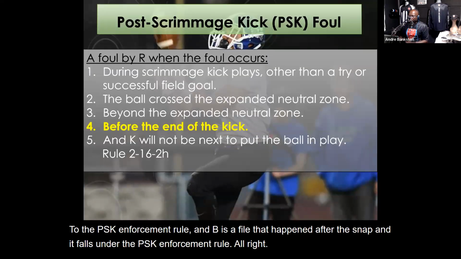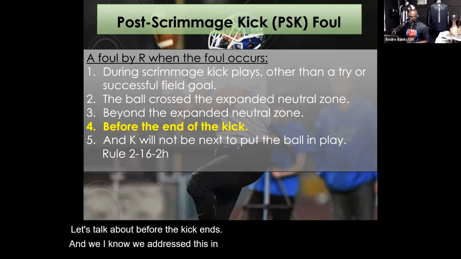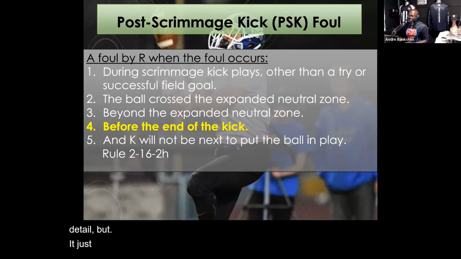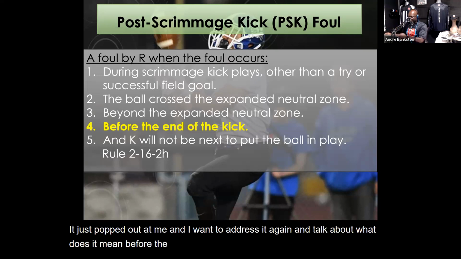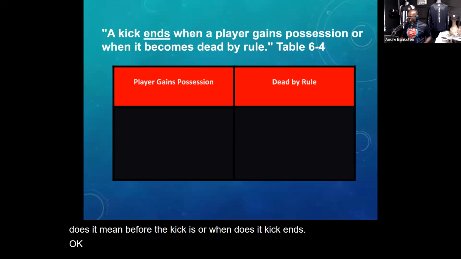Now, let's talk about before the kick ends. I know we addressed this in Rule 6. I don't know if I addressed it in detail, but it just popped out at me, and I want to address it again and talk about what it means before the kick ends, or when does a kick end. Okay. In Table 6.4, now let me give you some backstory here.